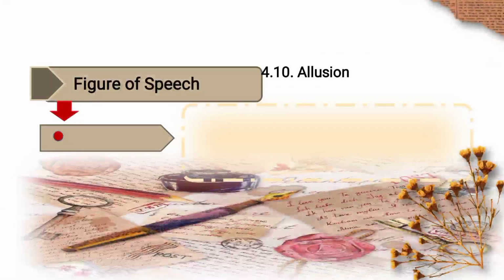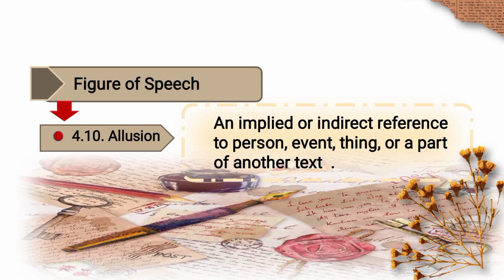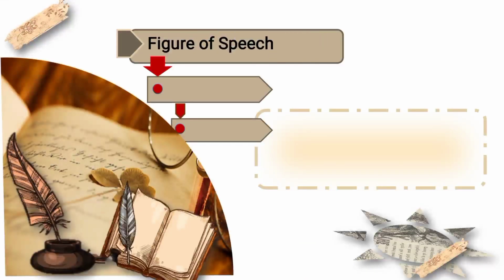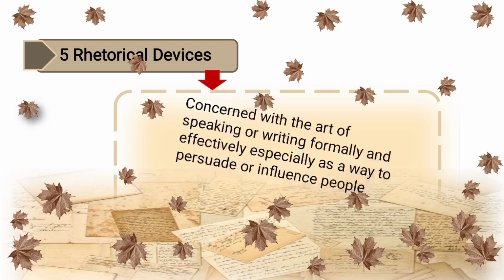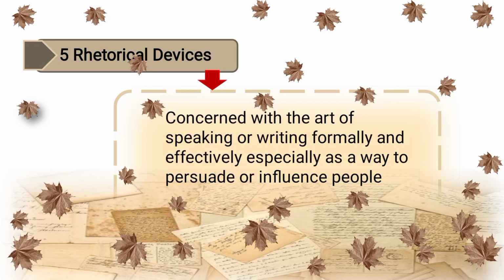Next is allusion. It is an implied or indirect reference to a person, event, thing, or a part of another text. It uses literary, biblical, socio-political, scientific, or mythological events or characters. Like for example, "Math is my Waterloo." Next basic concept of literature is the rhetorical devices. It is concerned with the art of speaking or writing formally and effectively, especially as a way to persuade or influence people. First is the oxymoron.